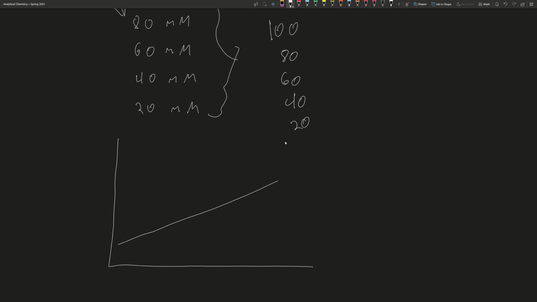So we would have, say for here, 20, 40, 60, 80, 100. And what we would do is create a regression line, and I'll show you guys how to do that in Excel. This is what you're going to be doing a lot.